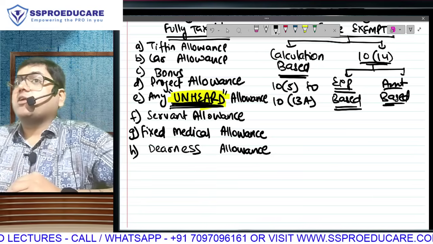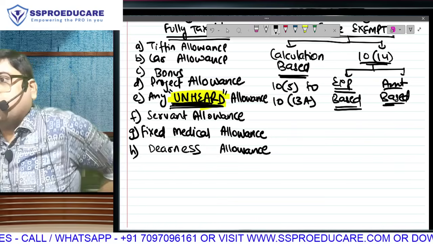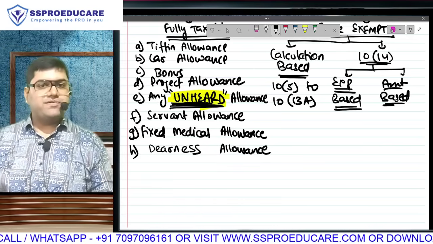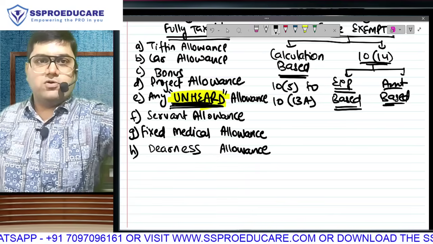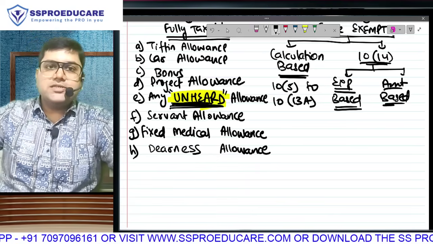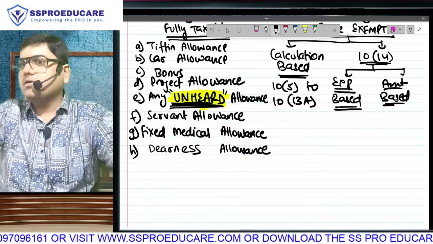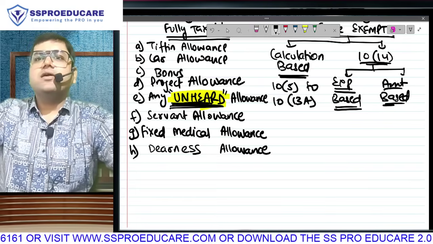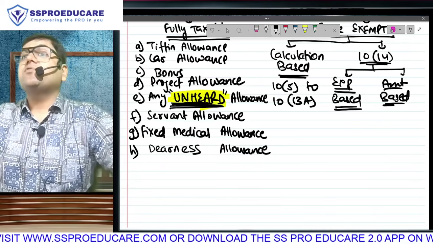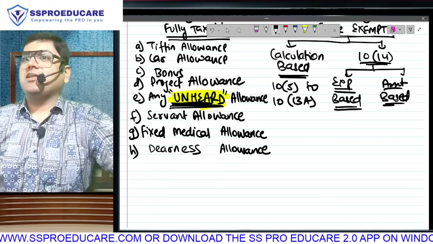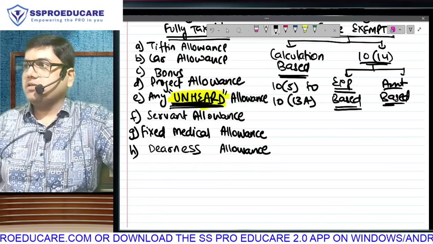The most important allowance: randomly pick up any question of income from salary. There cannot be a question without dearness allowance. Is there any exemption under dearness allowance? Have I taught you any exemption under dearness allowance? That means dearness allowance is fully taxable. Now you are clear. Dearness allowance is fully taxable because we have not been taught any exemption from DA. DA will be used for other calculations, but DA itself is fully taxable. Everyone is clear on this?